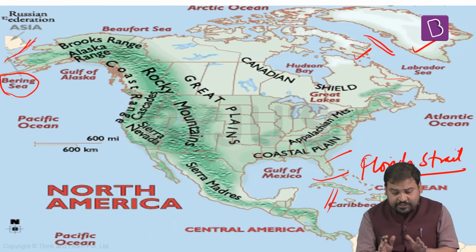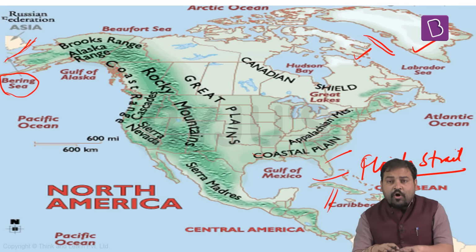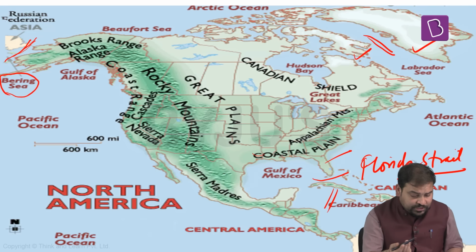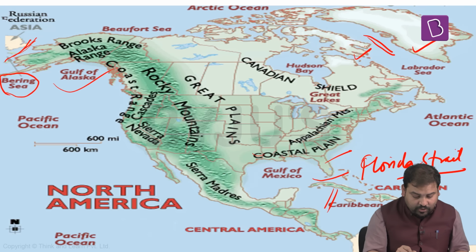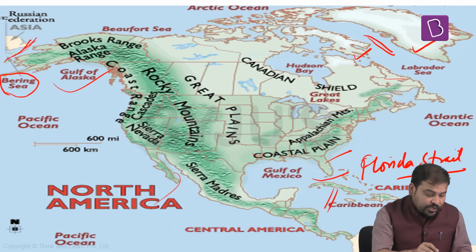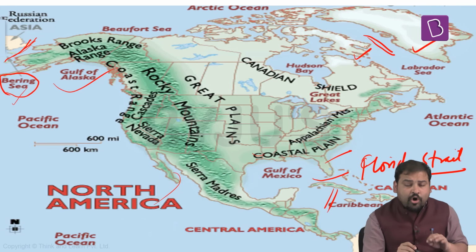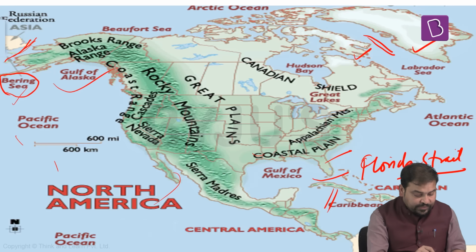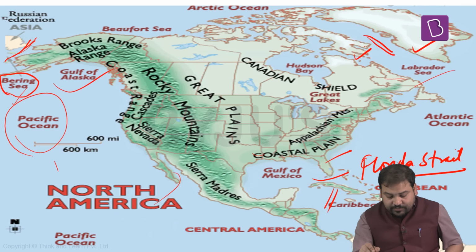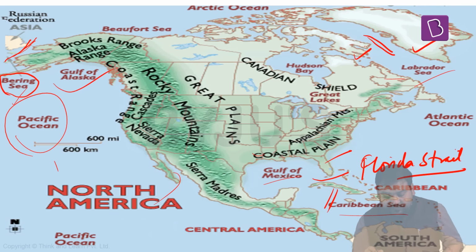Now, one thing that you should keep in mind is which is on which side of the ocean. Keep in mind that Alaska, California, all these Gulfs, the Bering Sea, the Bering Strait, all these are on the side of the Pacific. And do remember that the Labrador Sea, Gulf of Mexico, and Caribbean Sea are on the side of the Atlantic.